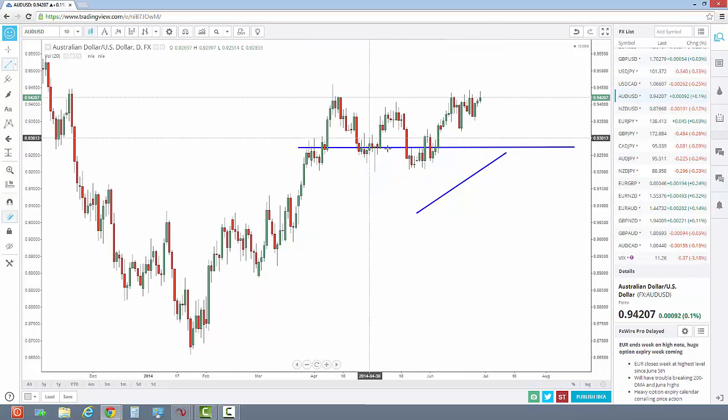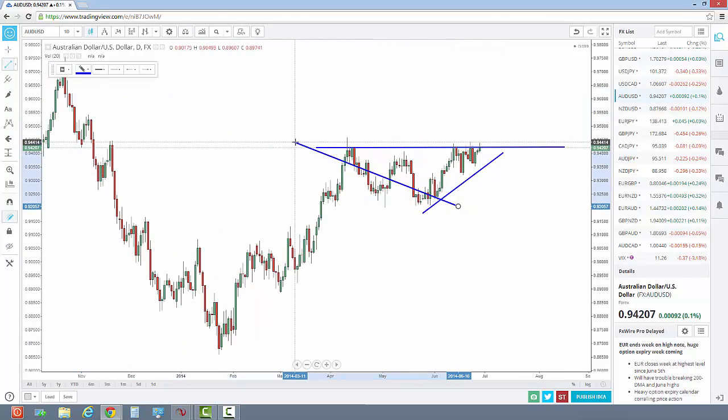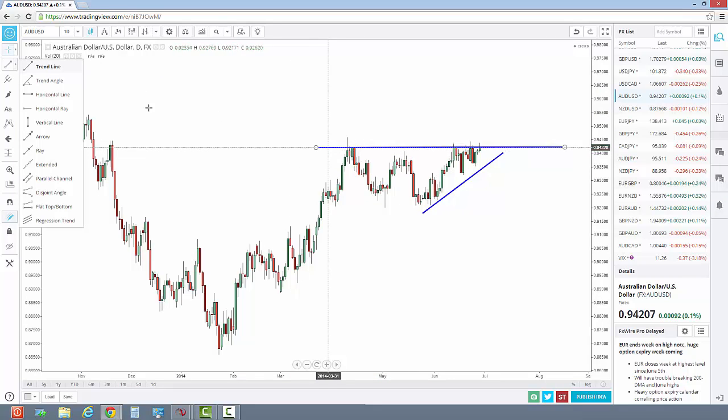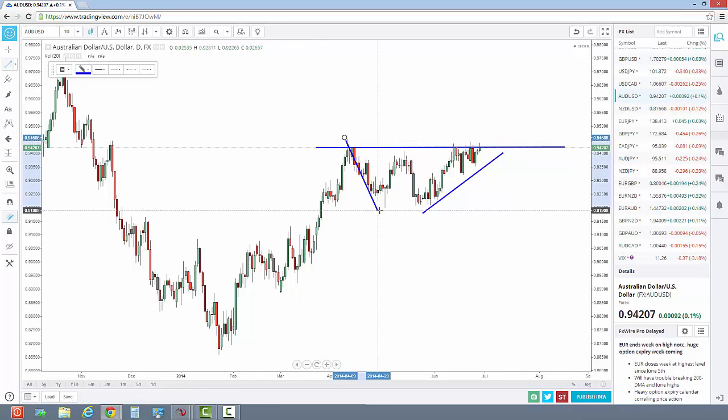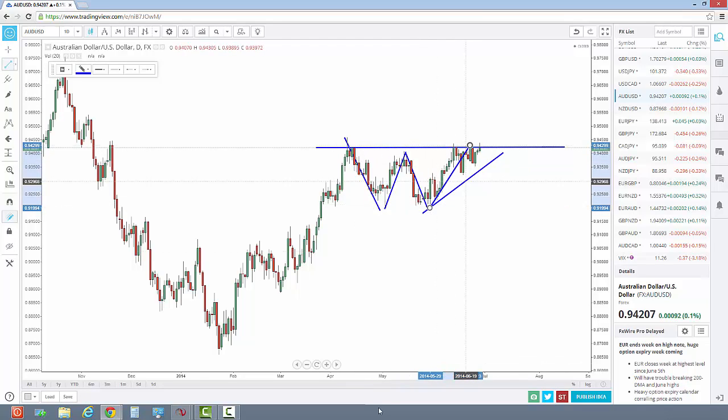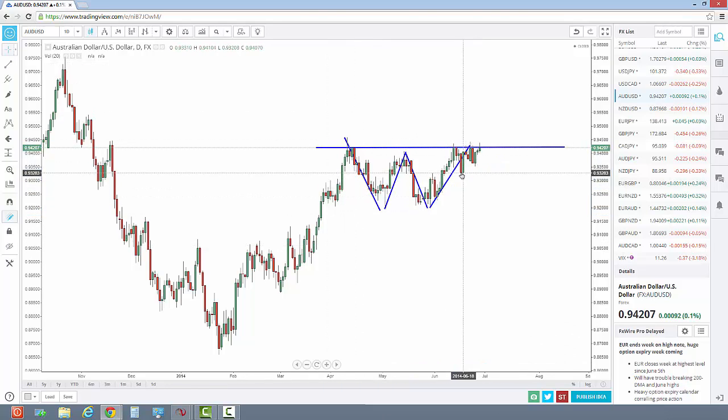You could also look at it in terms of the W type of move that we saw in the euro right before the major crash, which looks something like this. Okay. And if that's the case, then this could be a shorting opportunity. So I'm bringing this to your attention because you can either play this to the short side or the long side, and you could be right.